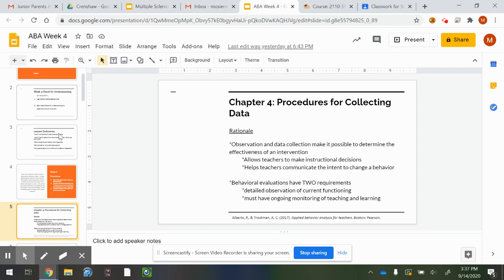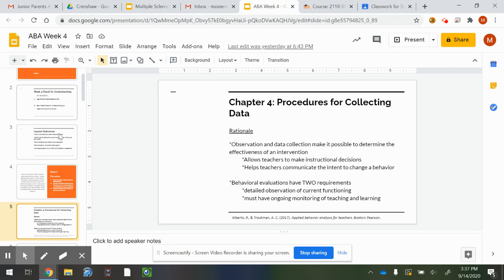So data collection allows teachers to make instructional decisions and are the basis for our instructional decisions as we move through our teaching. And it also helps teachers to communicate the intent to change a behavior, for example, on a behavior plan. Behavioral evaluations are an important component of this.